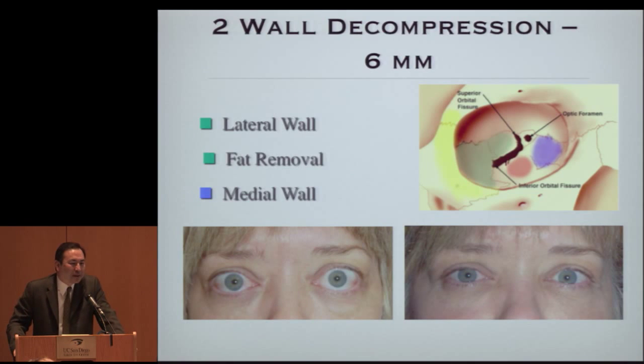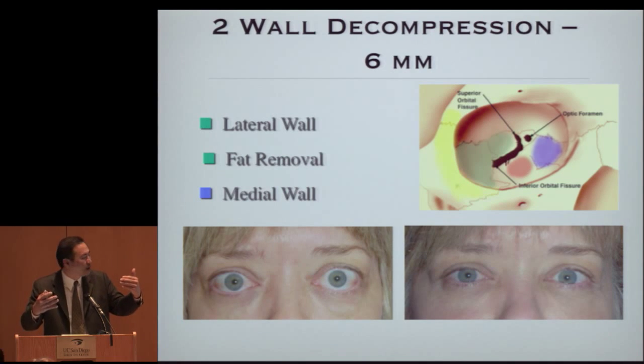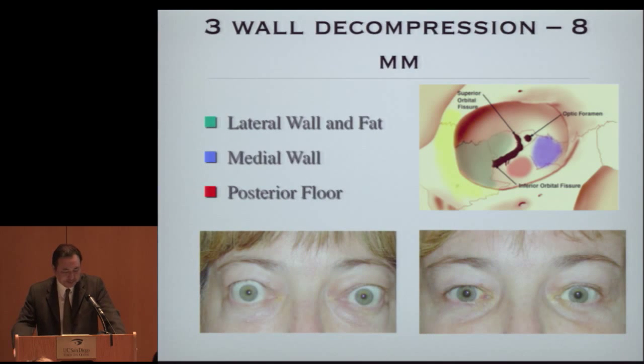The next wall we would consider decompressing is what's called the medial wall. This is shaded in blue. If you look at this, we're addressing the so-called balanced decompression, where we're taking tissue away from the outer part and the inner part of the eye. And the thought is that the eye comes back in a balanced fashion. So it somewhat balances the risk of getting double vision, which is always a risk.